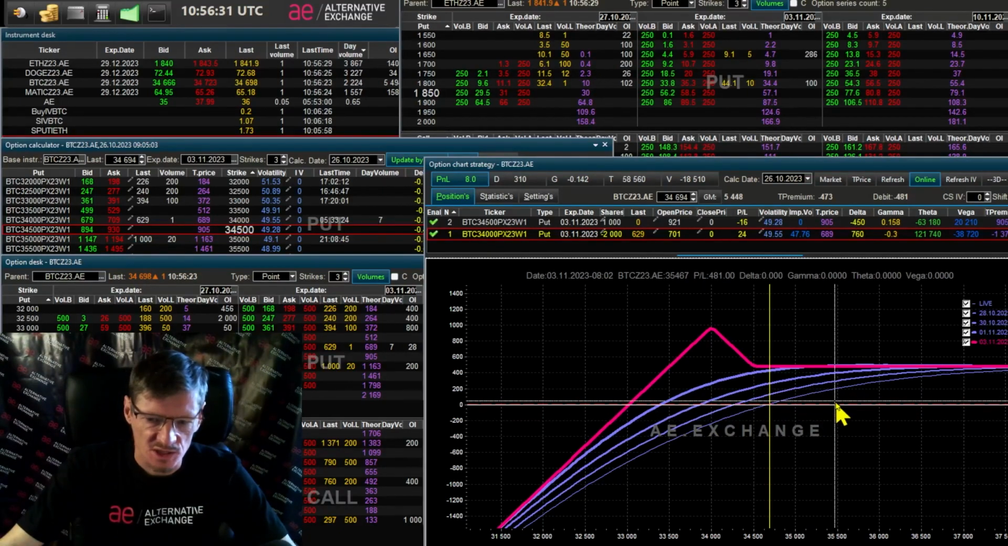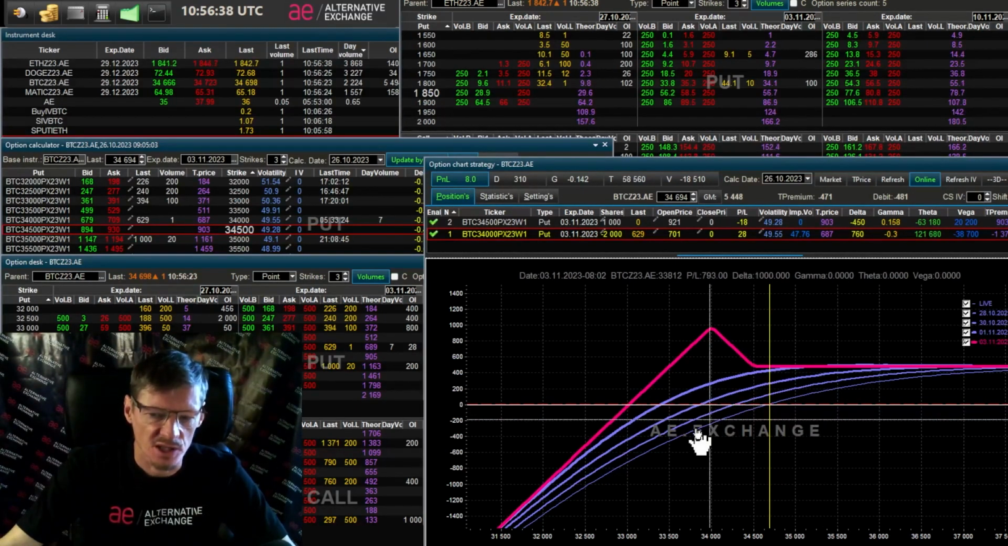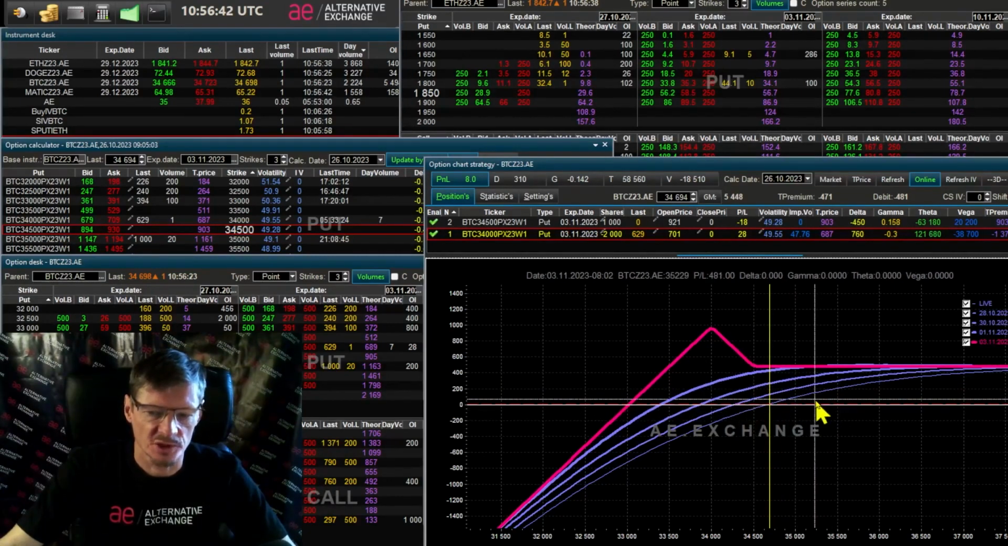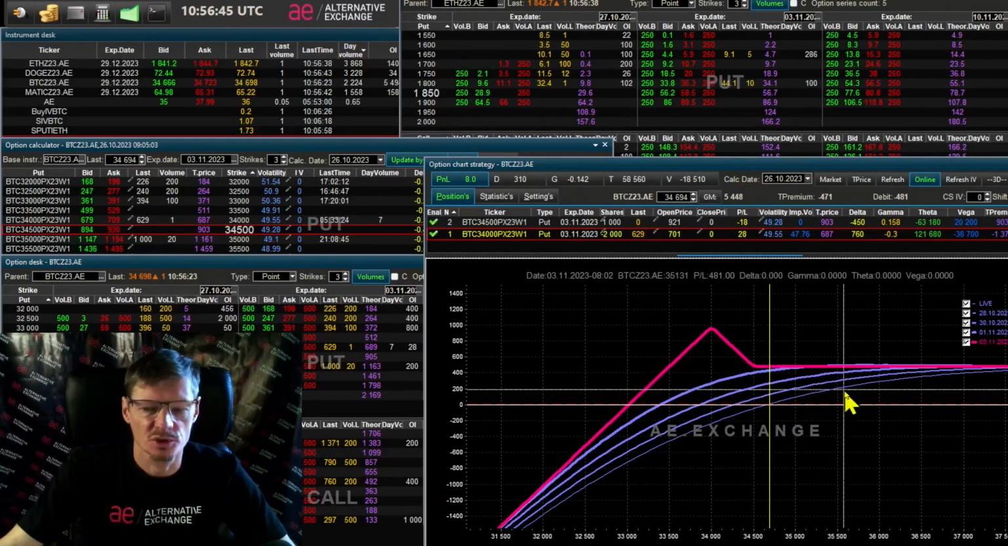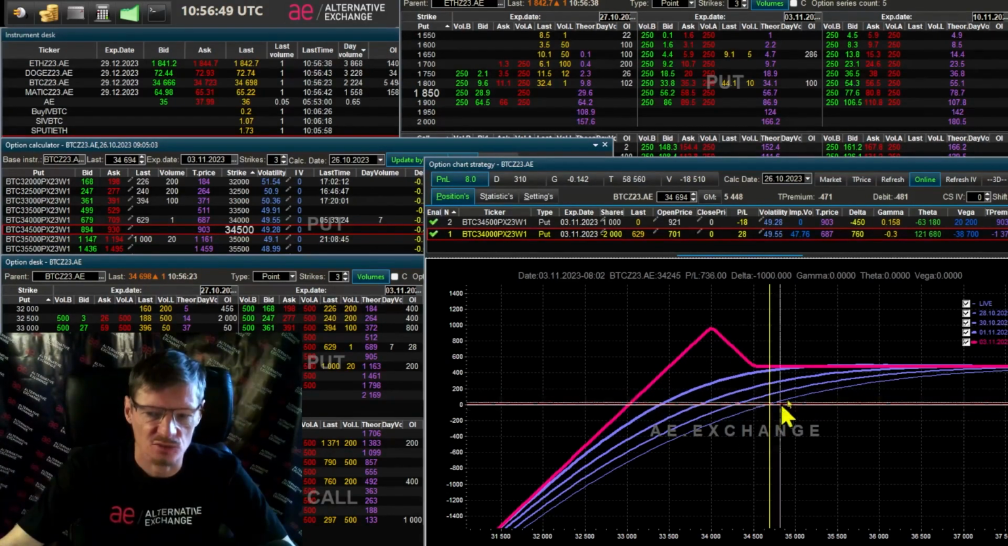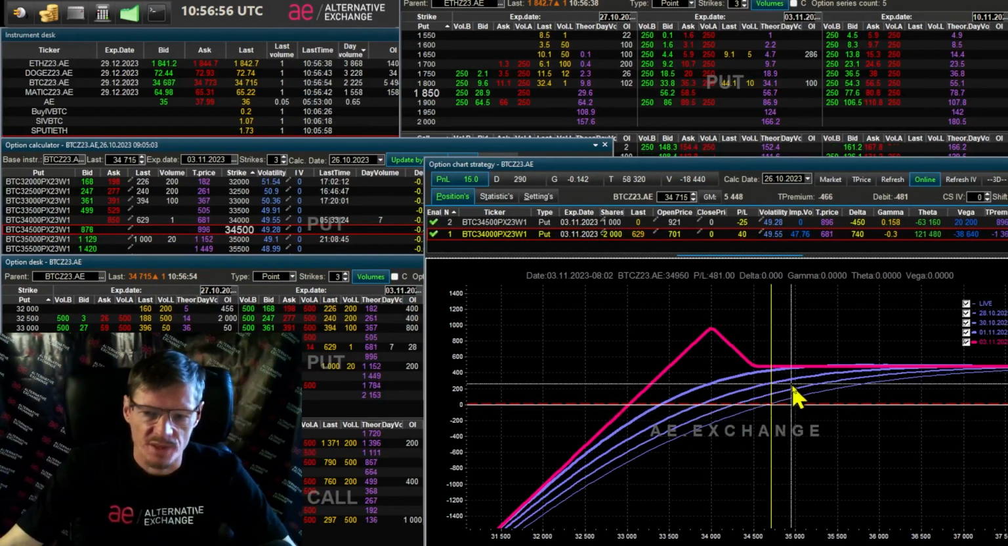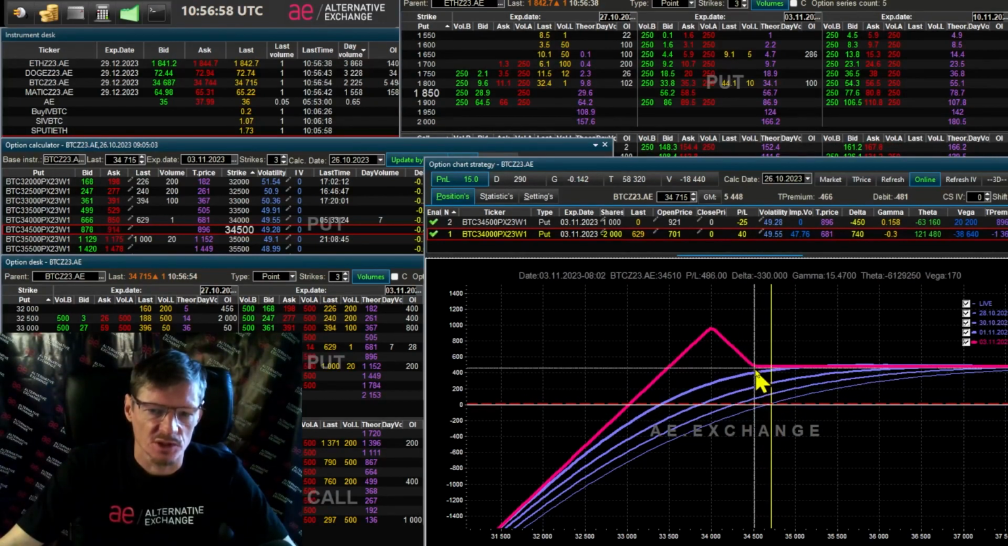Let's imagine a situation. Bitcoin has grown and I expect further growth. In this case I need to have some positive delta. But at the same time I do not expect Bitcoin to grow highly and beyond the limits. I expect it to grow somewhere around level 35. I built this ratio spread with put options. I bought 1,000 options with a strike of 34,500 and sold 2,000 options with a strike of 34,000.